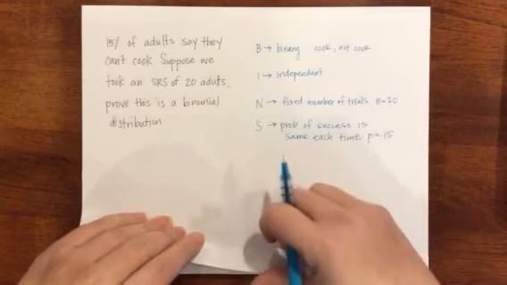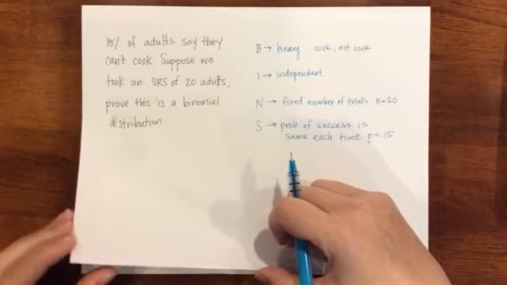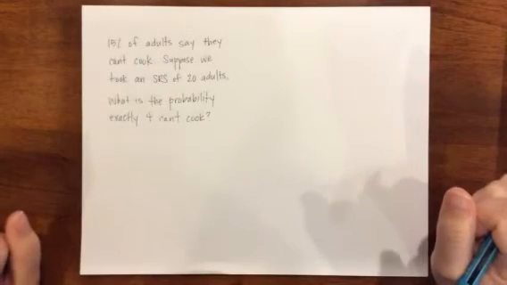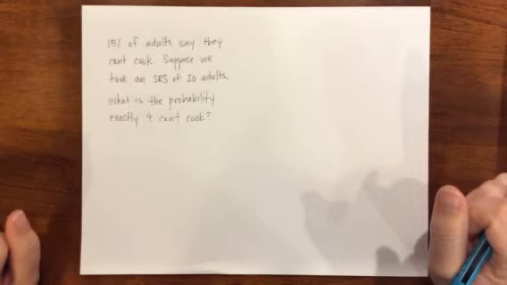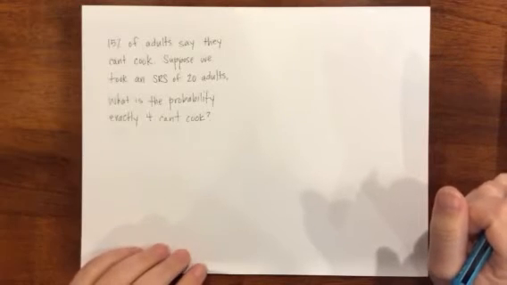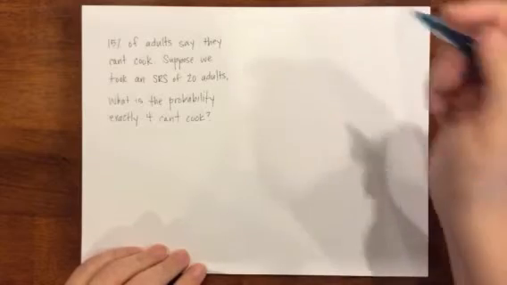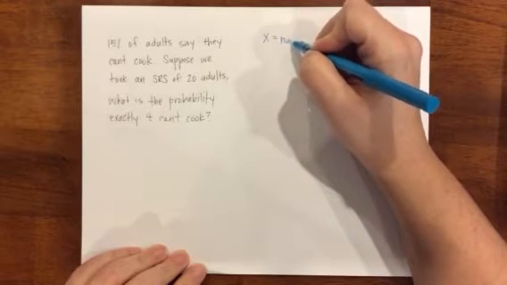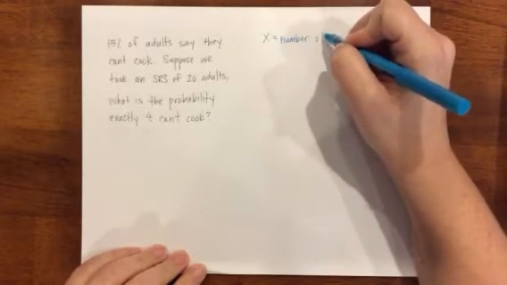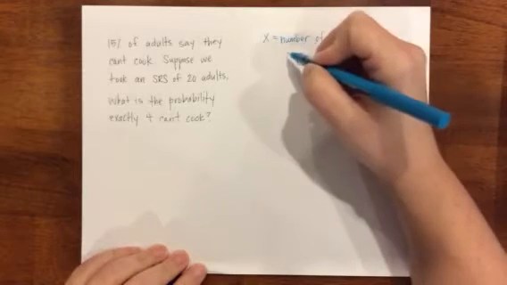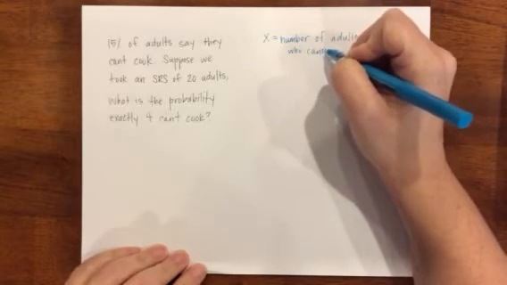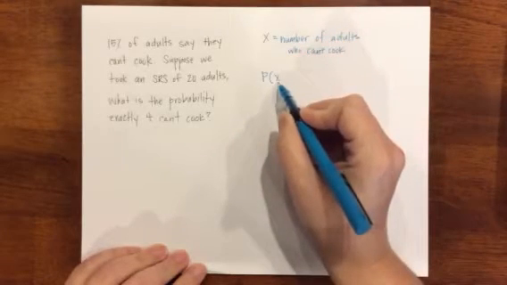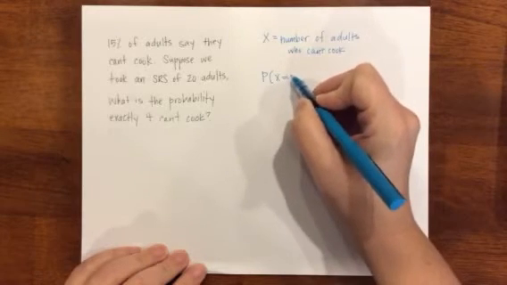So let's go ahead and try some problems. 15% of adults say they can't cook. Suppose we took an SRS of 20 adults. What's the probability exactly 4 can't cook? I'm going to show you how to write it, and then how to use your calculator. We always start by defining X. X is going to be the number of adults who can't cook. And in this case, we're looking for the number of adults who can't cook is exactly 4.